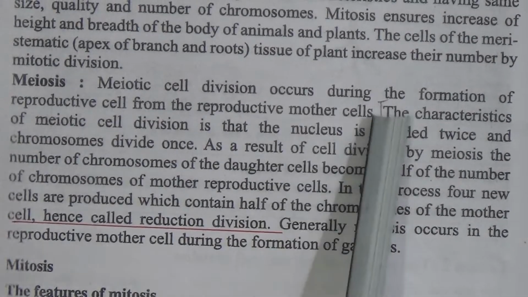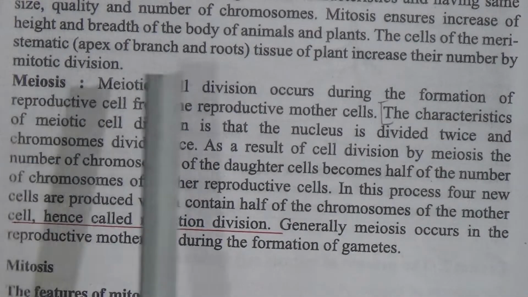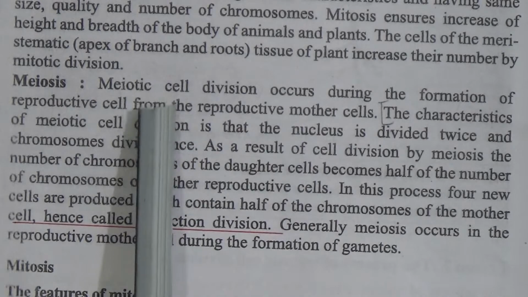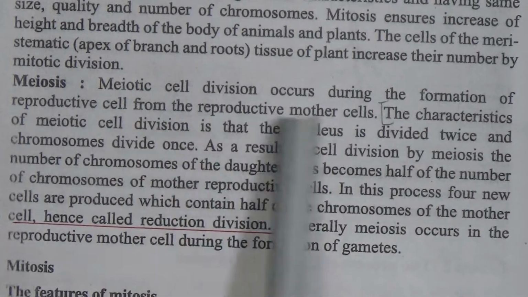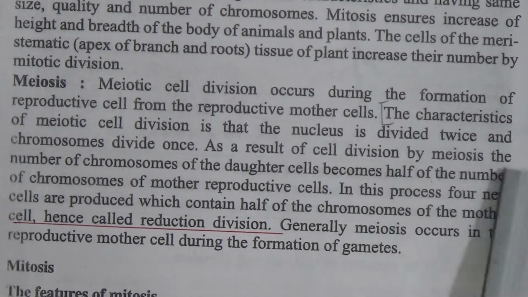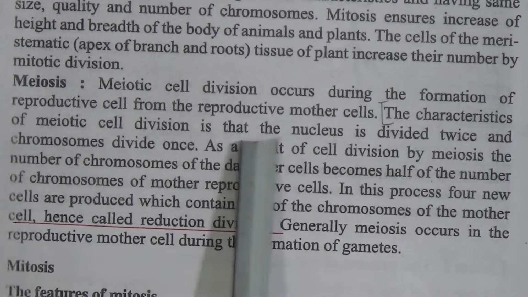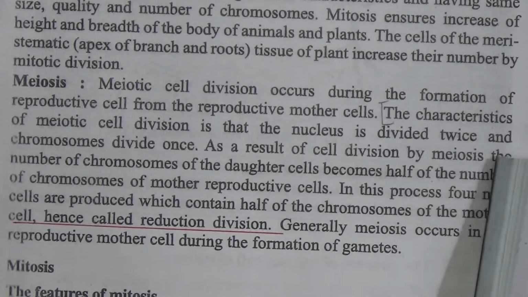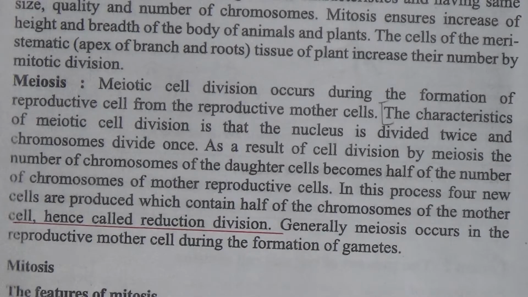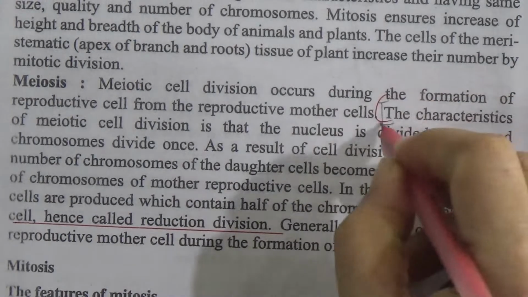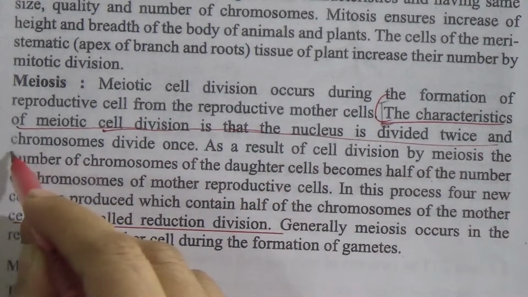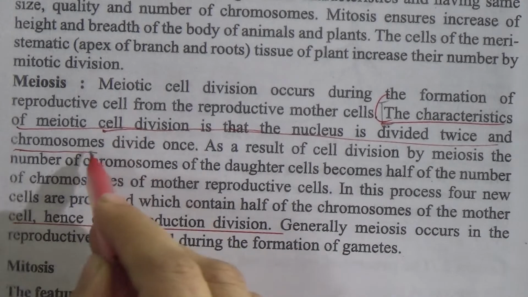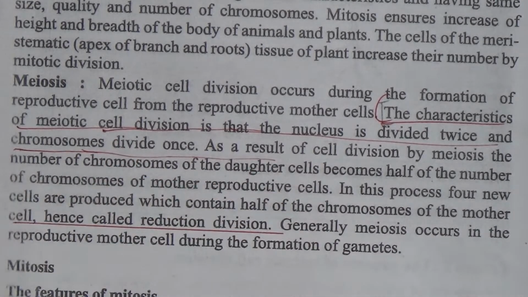Meiotic cell division occurs during the formation of reproductive cells from the reproductive mother cells. And the characteristic of meiotic cell division is that the nucleus is divided twice and the chromosome is divided once. So, my dear students, this is the definition of meiotic or meiosis cell division.